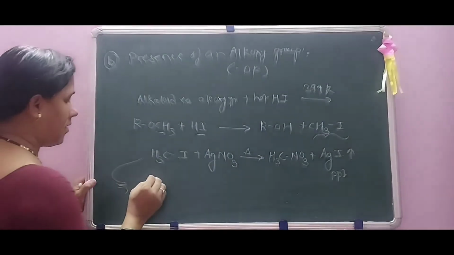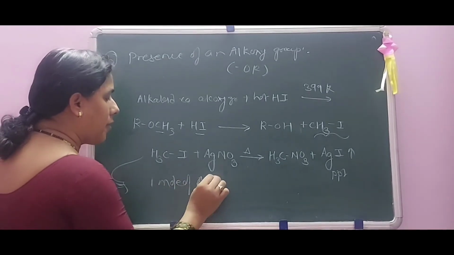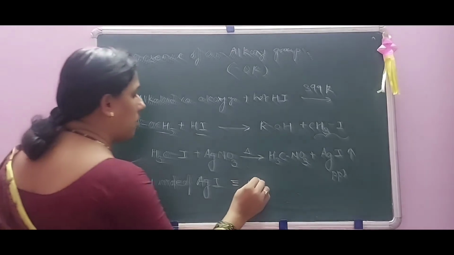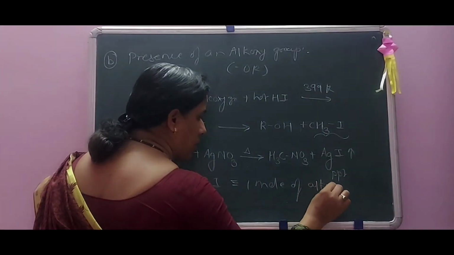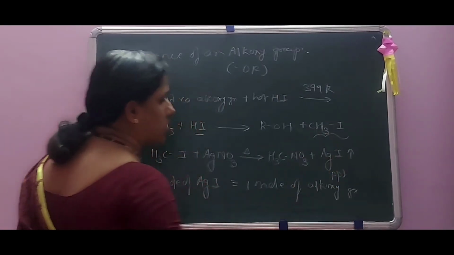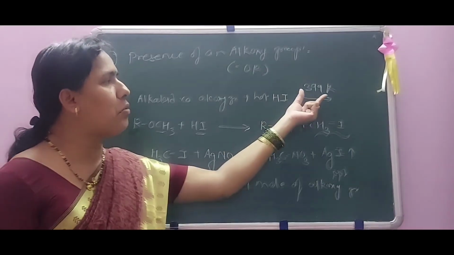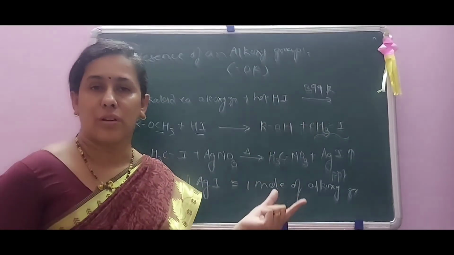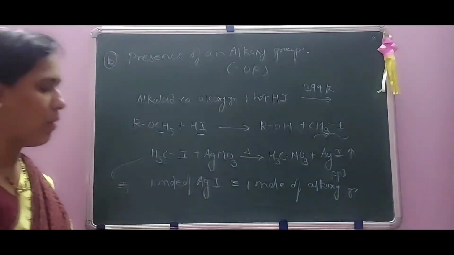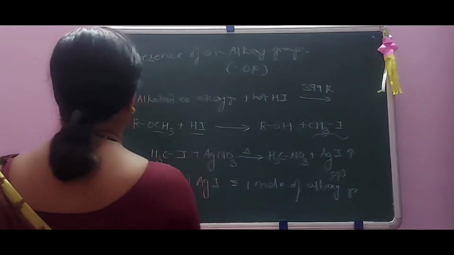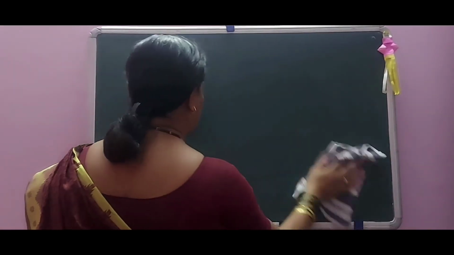Now 1 mole of AgI corresponds to 1 mole of this alkoxy group. Here one precaution must be taken: we have to keep the temperature equal to 399 Kelvin. Okay. This is about the alkoxy group.